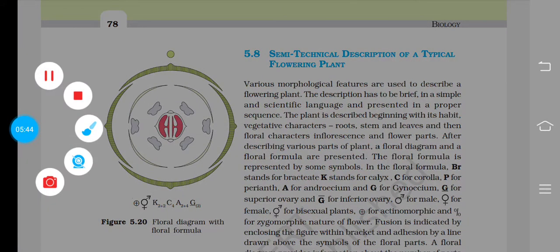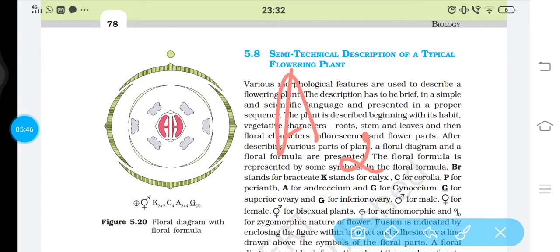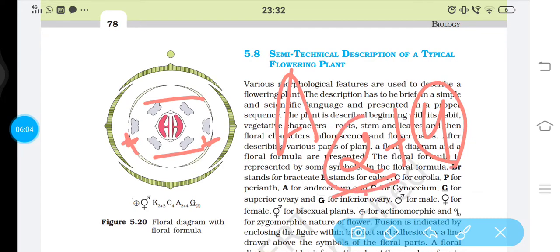Then it is written androecium, A 2 plus 4. What is the meaning of 2 plus 4? Here 2 is representing that two stamens of the androecium are having the same position, while 4 is showing here that 4 stamens have same position. That's why 2 plus 4 is written, that means 2 are having different location and 4 are having different location on the same flower.